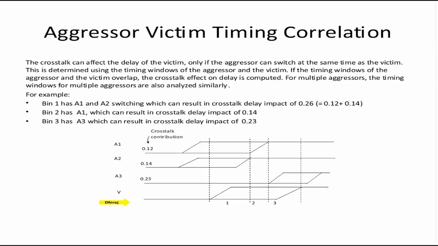Bin 2 has only A1 switching, bin 3 has only A3 switching. So we have the values here: 0.12, 0.14 and 0.13. So in bin 1 the crosstalk delay impact is 0.26. Bin 2 has only A1, 0.14, bin 3 has only A3. So the same timing window information that was used for noise is also used for crosstalk delay, right?